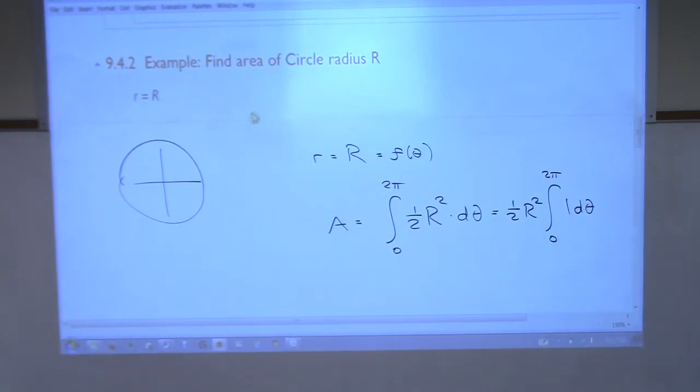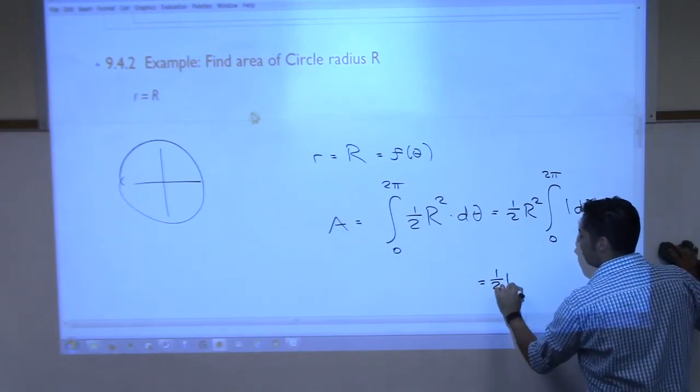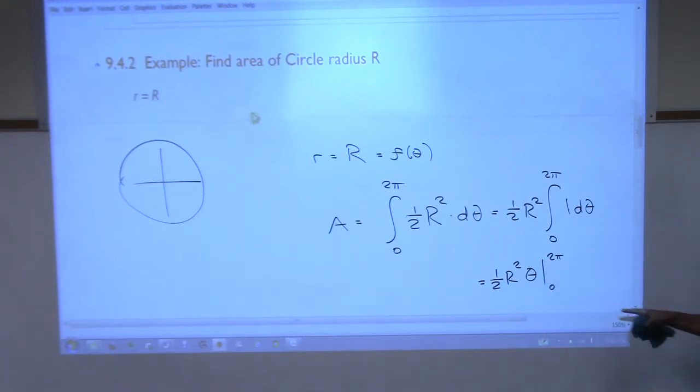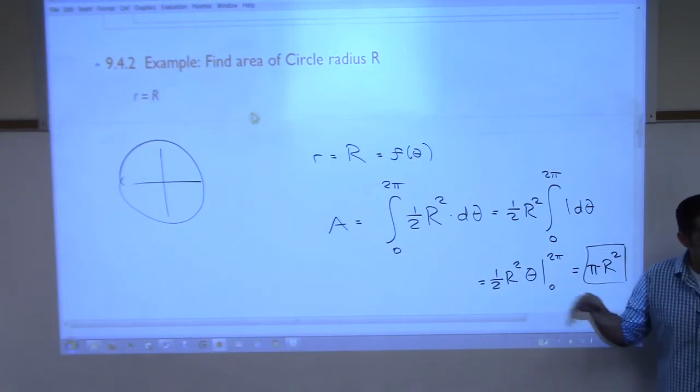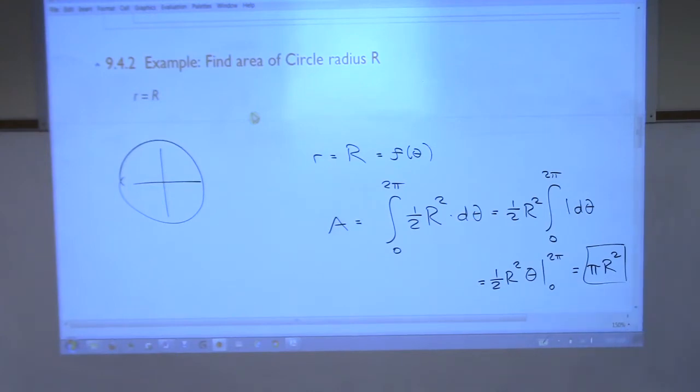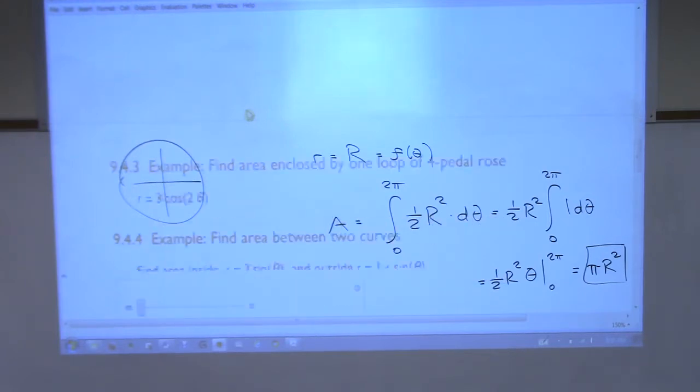The antiderivative of 1 with respect to theta is theta. So this is 1/2 capital R squared theta, from 0 to 2 pi. 0 doesn't matter. Plug in 2 pi, you get pi capital R squared. The 1/2 and the 2 cancel out. But we did it with parametric, and when we did it with parametric, we still had to do a little bit of work because we had some sines and cosines in there. Here, it's just immediate. Okay? All right, so that one was too easy. Let's move on to one a little harder.